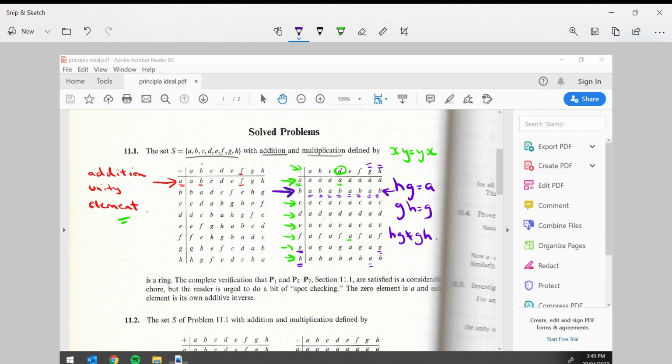So I hope you found this a little bit interesting, looking at a ring that has no numbers whatsoever. They're not functions, they're not polynomials, they're just letters.